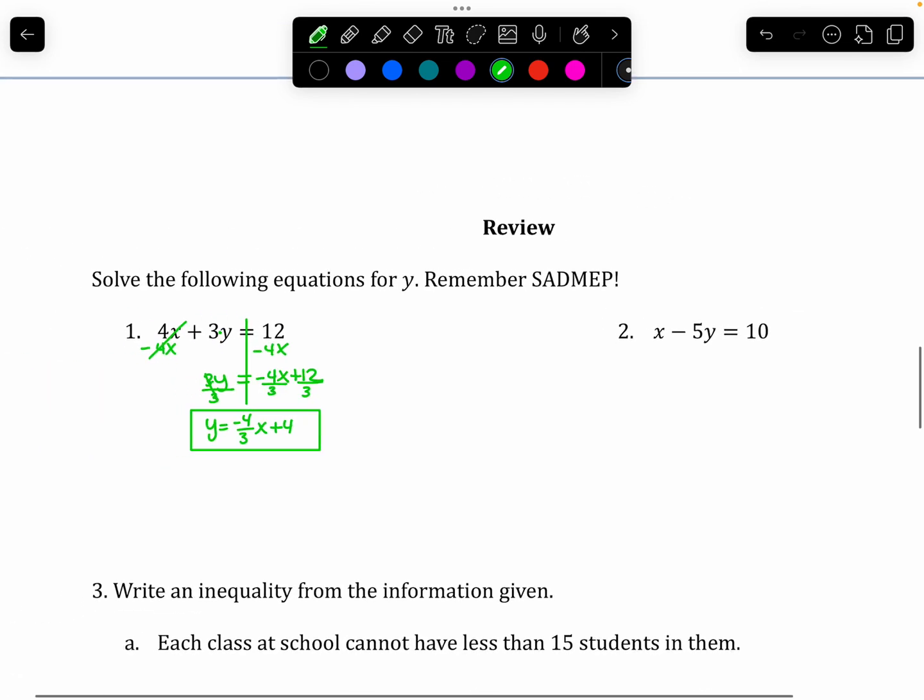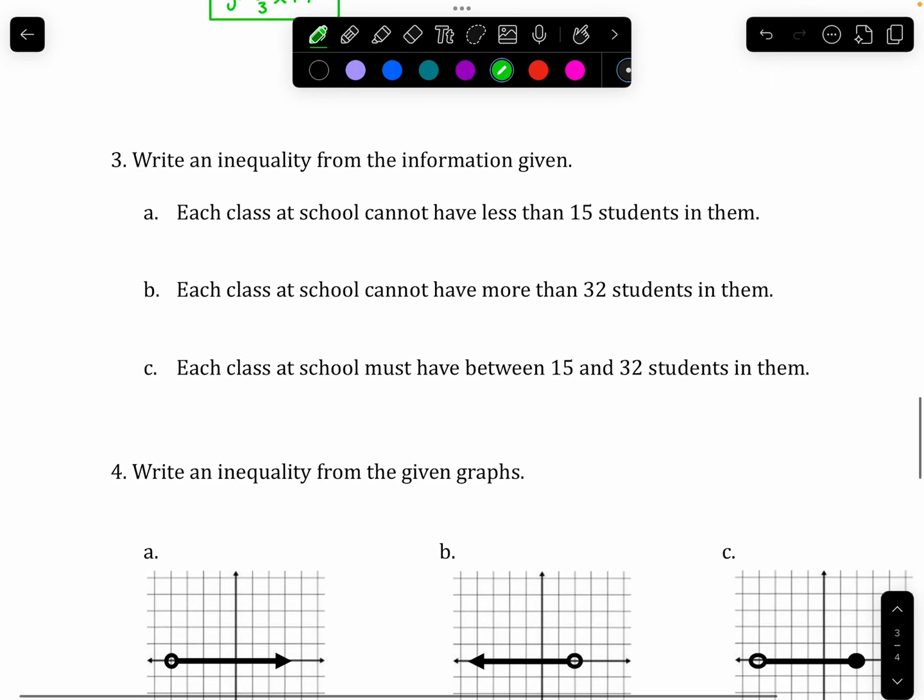I would like for you to do this one over here. I'm going to skip it for now, but it'll be in the notes key.